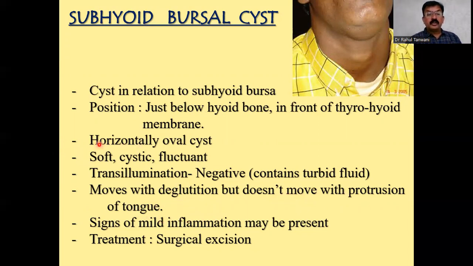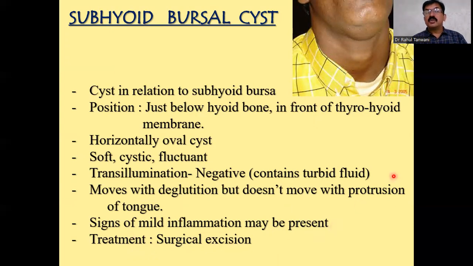So this point is very important. If someone asks how you will differentiate between these two, this should be your answer. You ask the patient to swallow, both swellings will move. But if you ask the patient to protrude his tongue, only the thyroglossal cyst will move. This will not move because it has no connection with the thyroglossal tract. And there can be some signs of mild inflammation if bursitis is present, and treatment is obviously surgical excision.